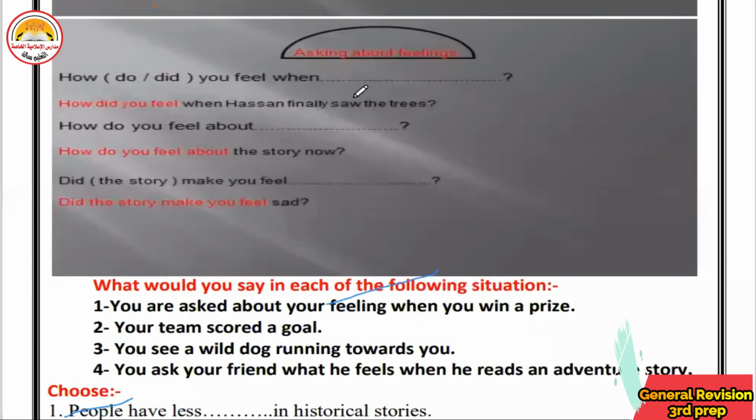How do we ask about feelings? We use how do or did you feel when? How do you feel when? Or how did you feel? For example, how did you feel when Hassan finally saw the trees? How do you feel about it? We write the noun. How do you feel about the story now? Or did the story make you feel sad?